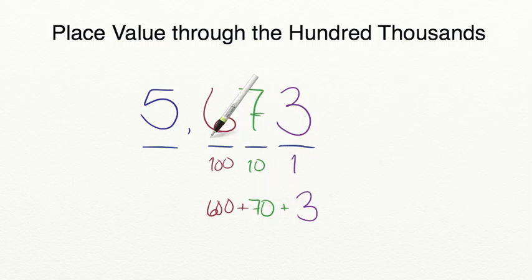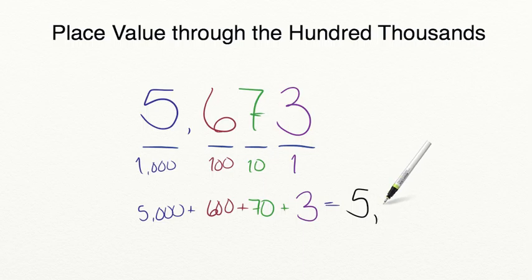And lastly, we have a 5 in the thousands place. So this means that we have 5 thousands. So 5 times 1,000 equals 5,000. So now you can see that the number 5,673 is equal to 5,000 plus 600 plus 70 plus 3. And actually you'll notice as you say the number 5,673, you are saying the value of each place value as you say each number.